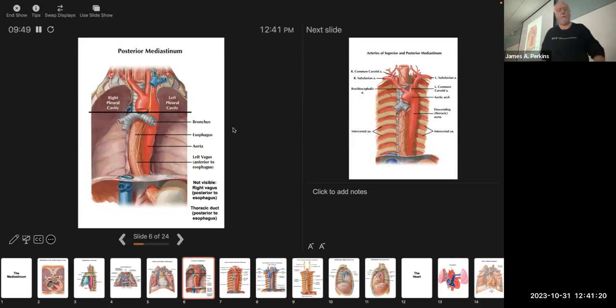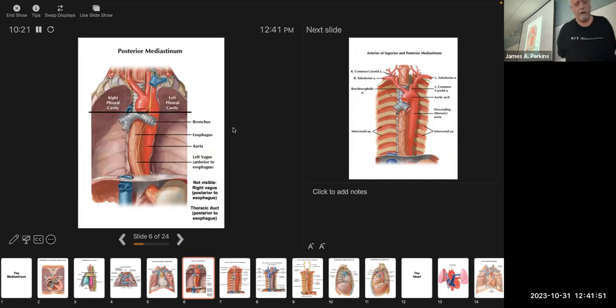So the last part of the mediastinum is the posterior mediastinum. These are the structures that lie posterior to the heart. The trachea, obviously, passes through the superior mediastinum and continues down into the posterior mediastinum behind the heart. This is where you find the bifurcation of the trachea into the left main bronchus and the right main bronchus. The esophagus also continues down through the posterior mediastinum, eventually passing through the diaphragm to feed into the stomach.